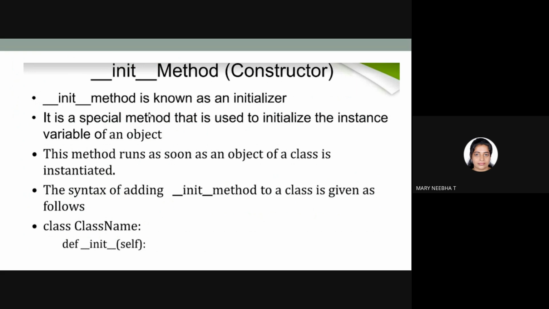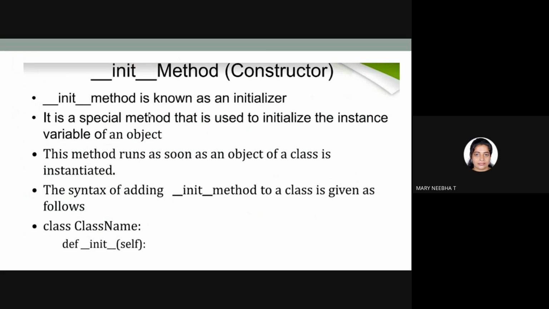This method runs as soon as an object of the class is instantiated. It's a very important and unique property. In the previous classes and objects example, whenever an object was created, that object was used to call the functions. We used two functions inside the class, get data and display data. When we create an object, we call them like s dot get data, s dot display data. We have to call the function using the object. Only then can we use it.